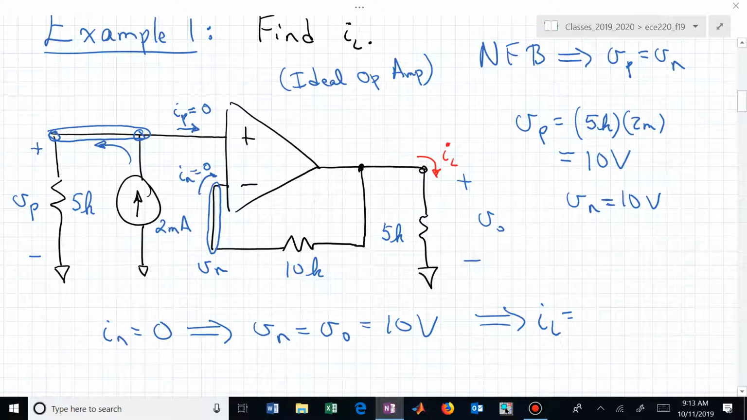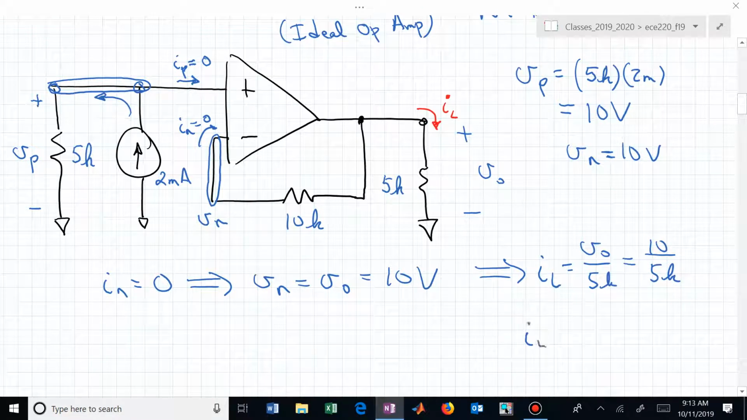I sub L is V sub O over 5K. Or I sub L is now 2 times 10 to the minus 3 amps, or 2 milliamps. That's I sub L.